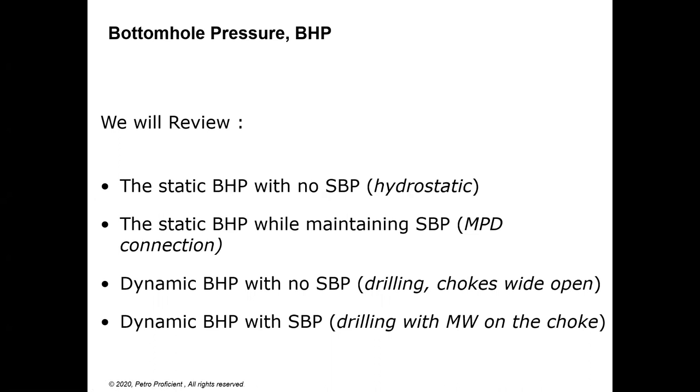We will discuss a static bottom well pressure when there is no surface back pressure, which is essentially just your hydrostatic pressure in your well, the pressure exerted by your mud column. Then you have your static bottom well pressure while maintaining surface back pressure. So you are not circulating, you are not doing any pumping operation. You just have a bottom well pressure and your surface back pressure. This is a typical scenario when you're doing a connection. When you do a pipe connection, you compensate the loss of your annular friction pressure with your surface back pressure.